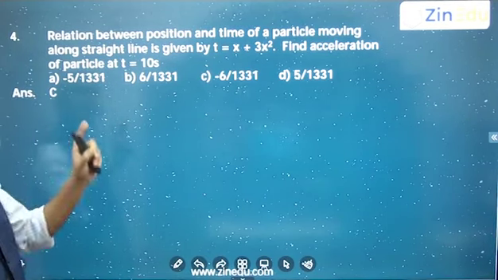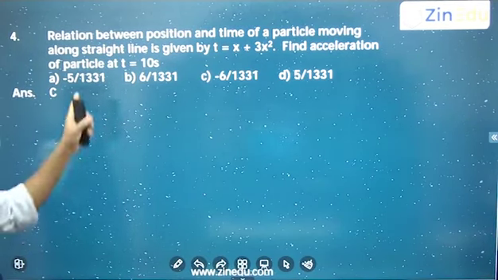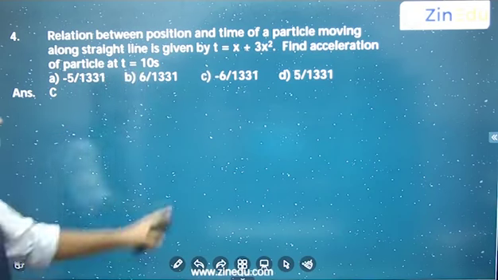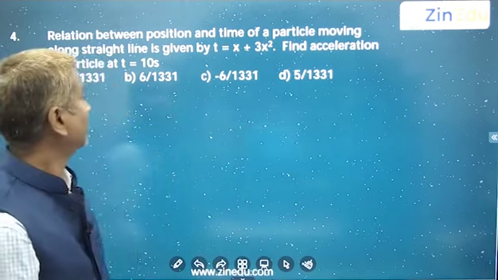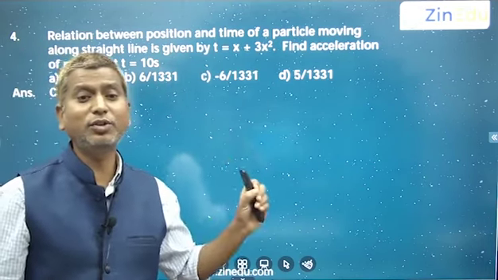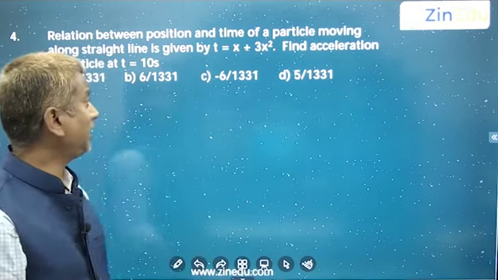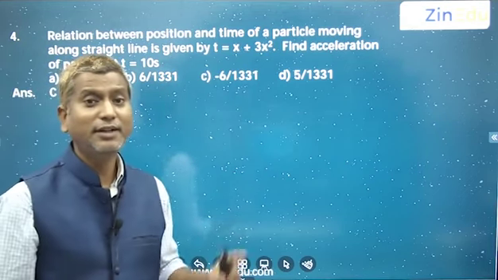Here it is given that the relation between the position and time of a particle moving along a straight line is given by t = x + 3x square. This is a relation between time and position. Then find the acceleration of the particle at t equal to 10 seconds. So you need to find the acceleration of the particle at exactly 10 seconds.